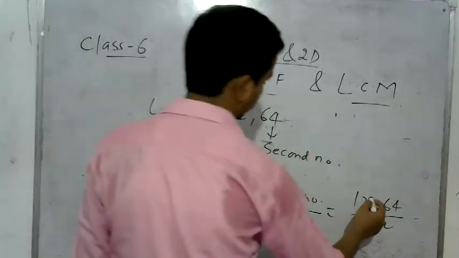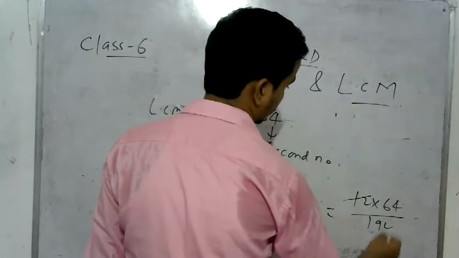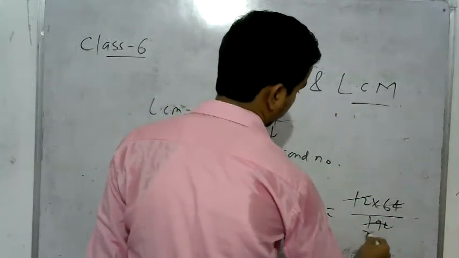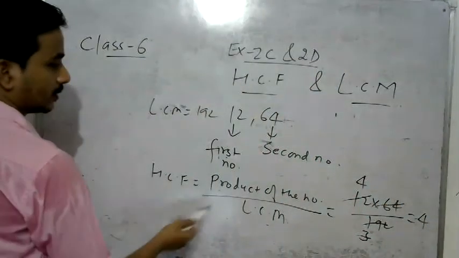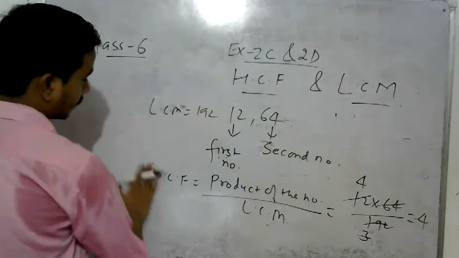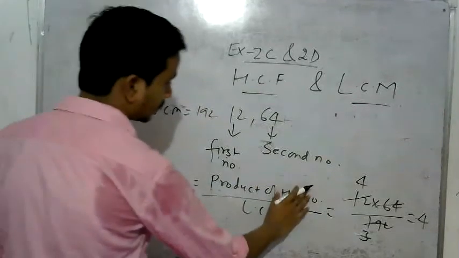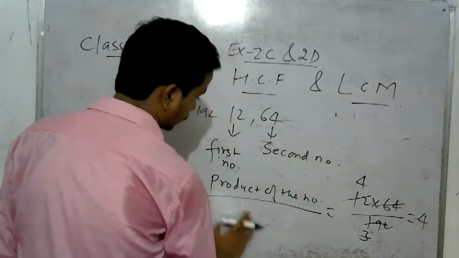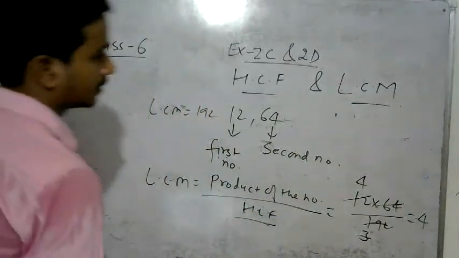You can divide it. 12 how many times? 64, 3 is a, and 3, 4 is a. So HCF will be equal to 4. And similarly, if you want to find the LCM, then how will you find it? In that case, LCM will be equal to the product of the numbers, multiply those numbers, divided by HCF. In this way, you will solve this type of problem.